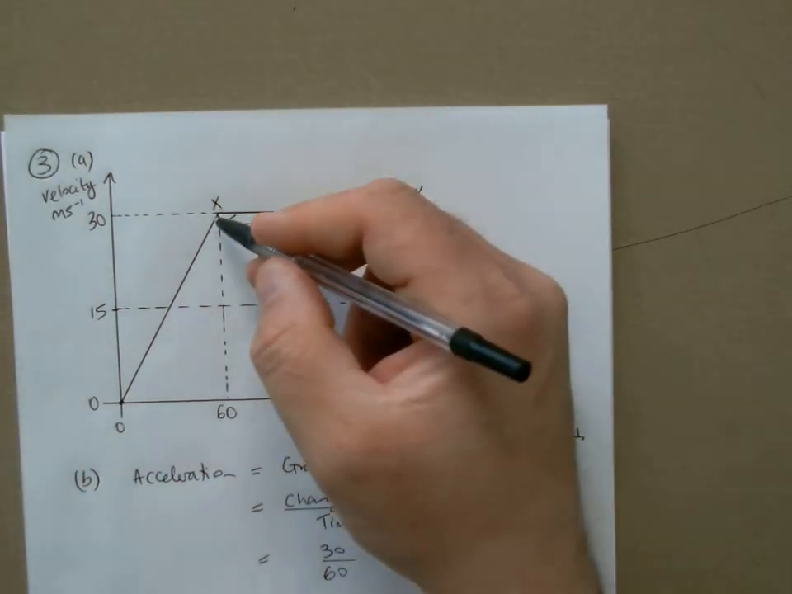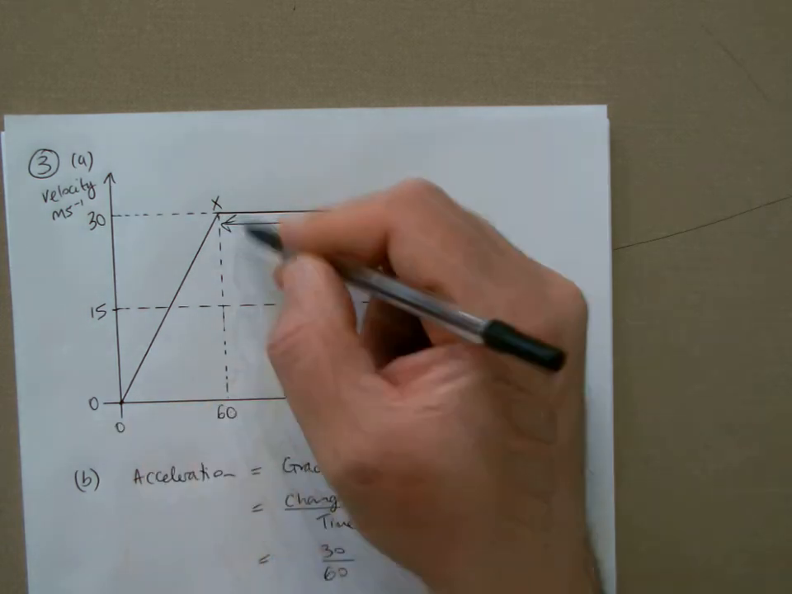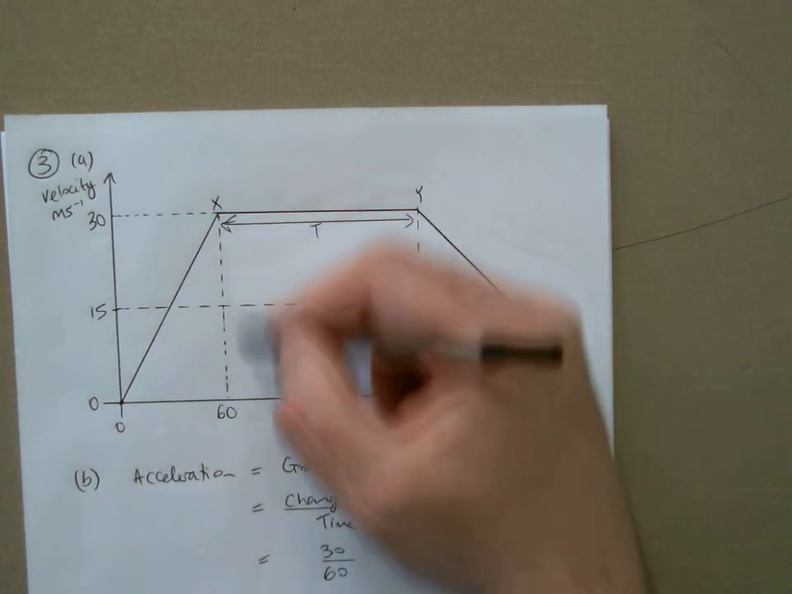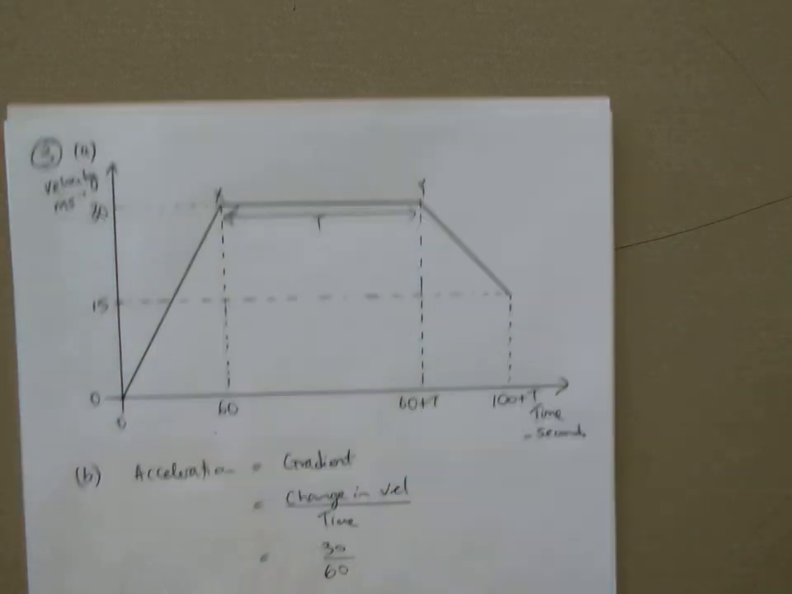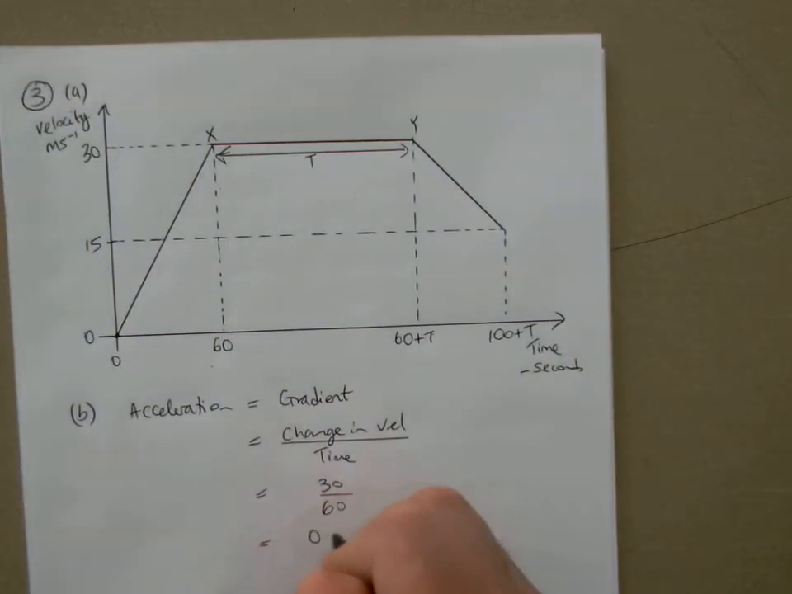Okay, so there's my triangle there, if you like. I don't need to draw it in. So I've got the change in velocity, which is the rise there, which is 30, divided by the step then, which is 60. So you get then 0.5 meters per second squared. Okay, you could use v equals u plus at as well, it will come out.